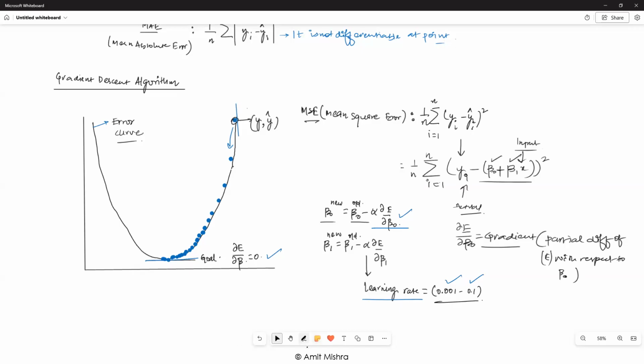Okay, now we have to minimize it. This new value we have to calculate by partially differentiating and subtracting from the older value. It also has this alpha value. Alpha is something called the learning rate, and the learning rate will be a value between 0.001 to 0.1. This is the optimum learning rate.